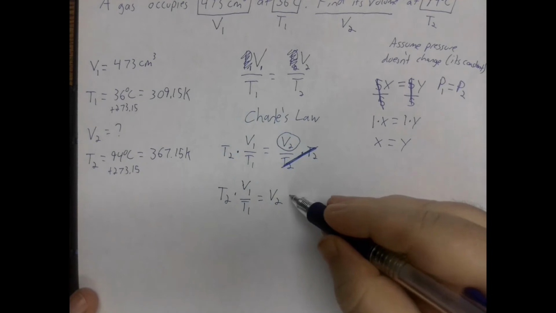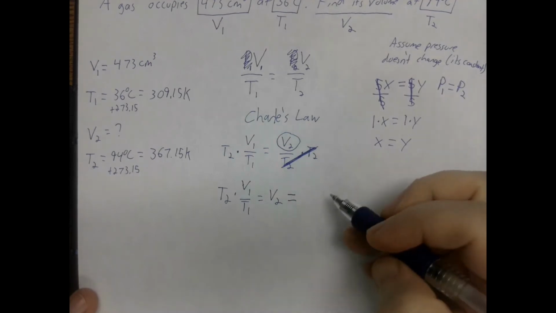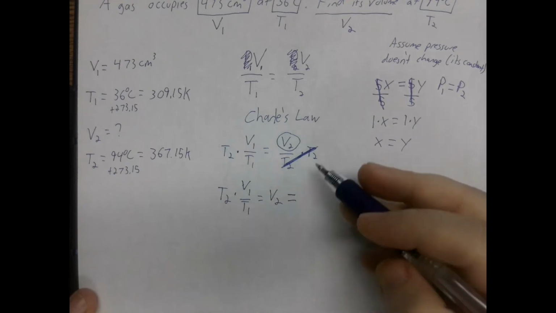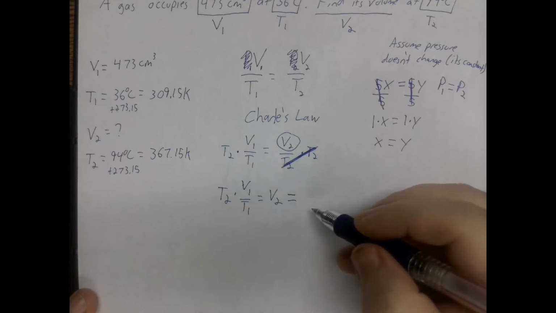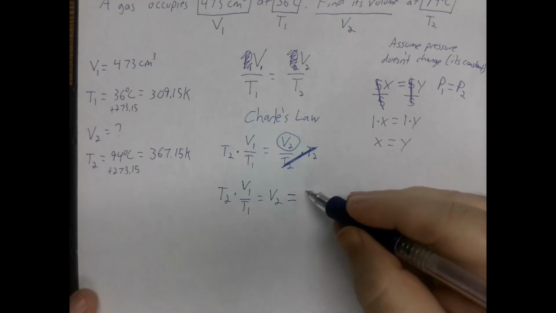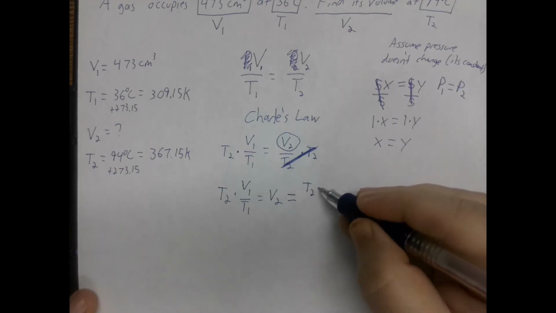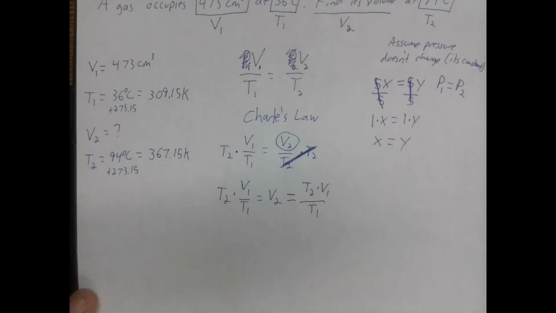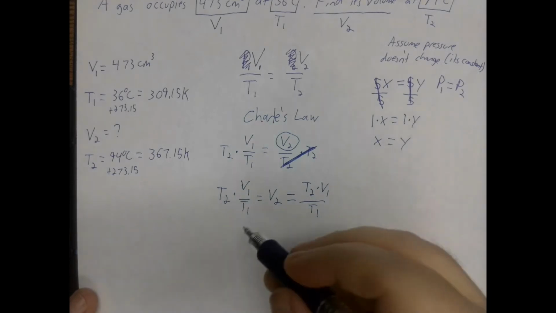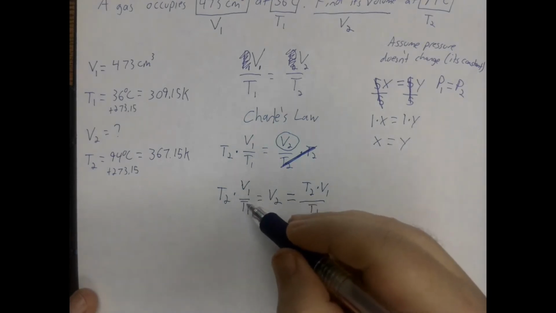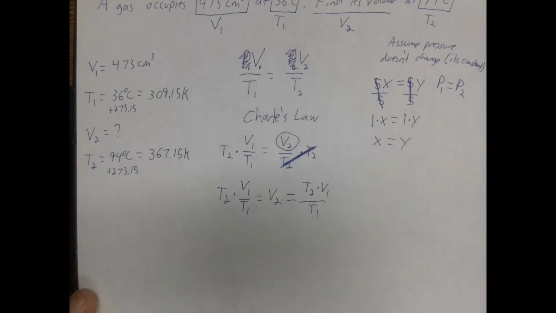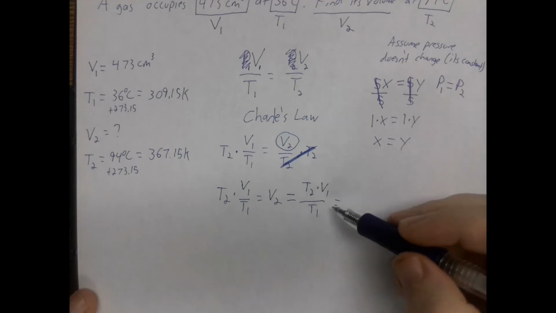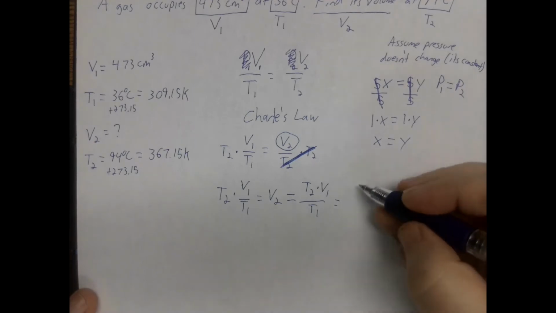Note, do you remember order of operations? Multiplication and division are on the same level, which means I can write this as T2 times V1 over T1. I can pull that up in the numerator because it's T2 times V1 divided by T1, so the multiplication comes first, so I can just combine the multiplication up top. And then once you have your equation set up, you can start plugging in variables.